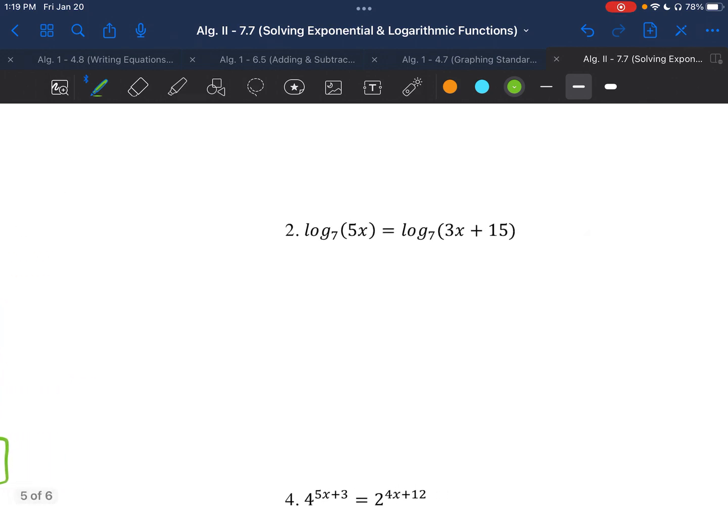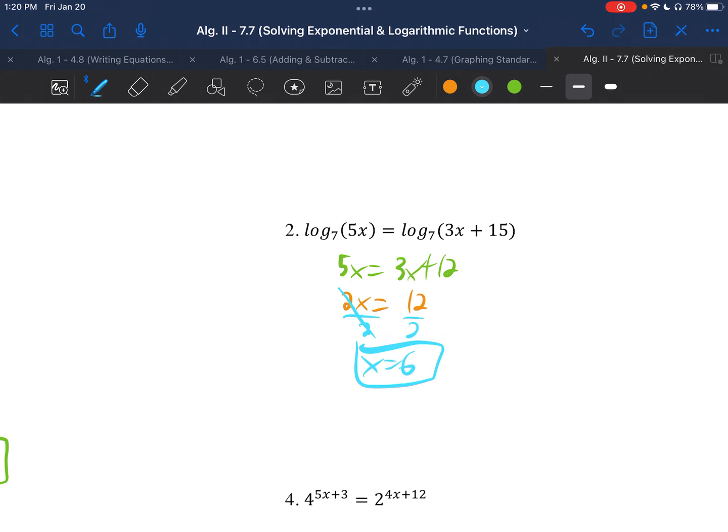Number 2, we haven't seen one like this in a bit, but it's one of our easier ones actually because they're both log base 7 on both sides. So you just take 5x equals 3x plus 15, where we're taking the logs of are equal to each other. Subtract 3x from each side to get 2x equals 12. Dividing by 2 gives us x equals 6.